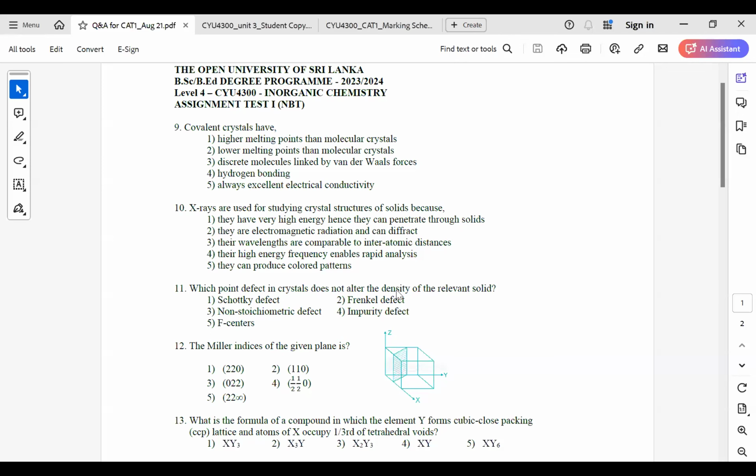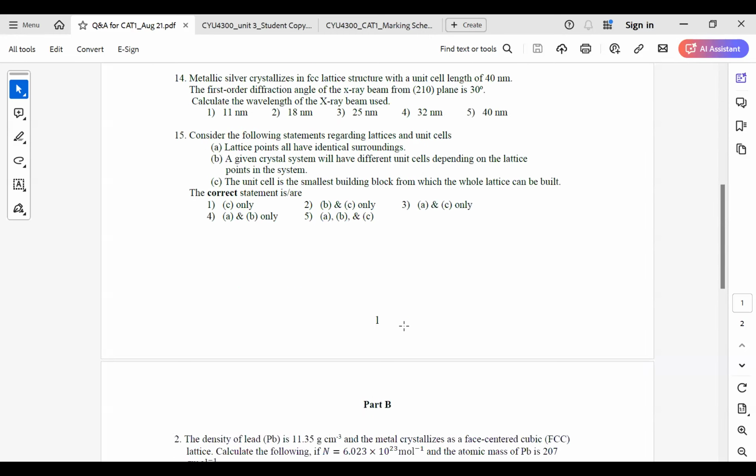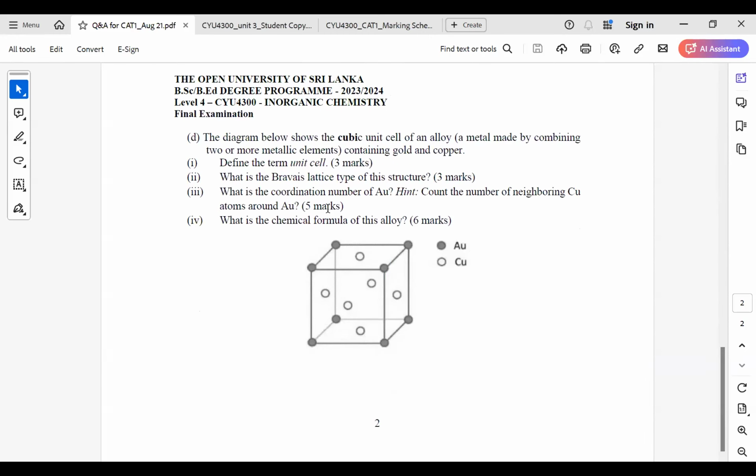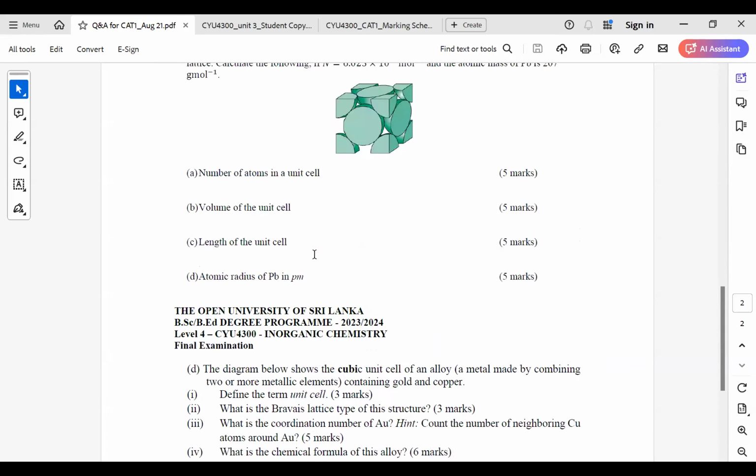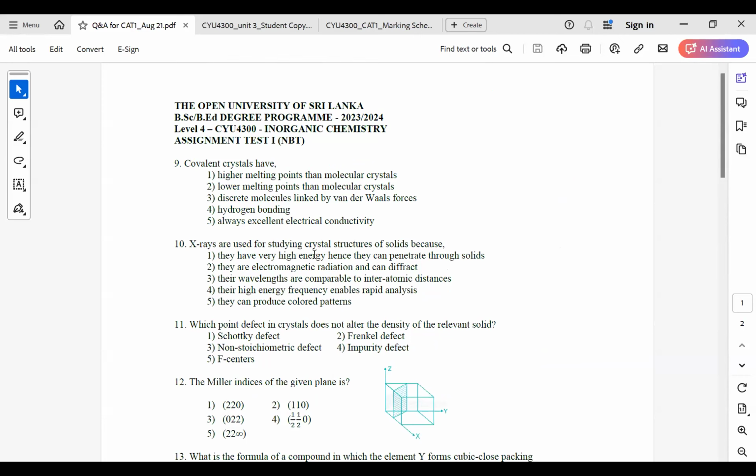All right. So I thought of discussing last year's CAT paper and also the final exam question related to Unit 3. And then if time permits, we will go back to our presentation. I prefer to do some Miller indices questions and then about the defects. So the defects part is very easy. Everything is well written in the session, okay?